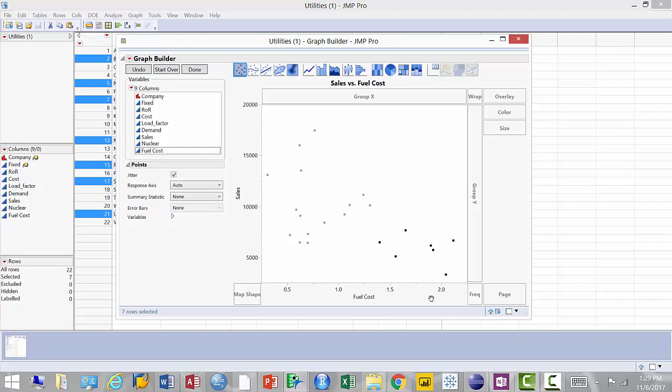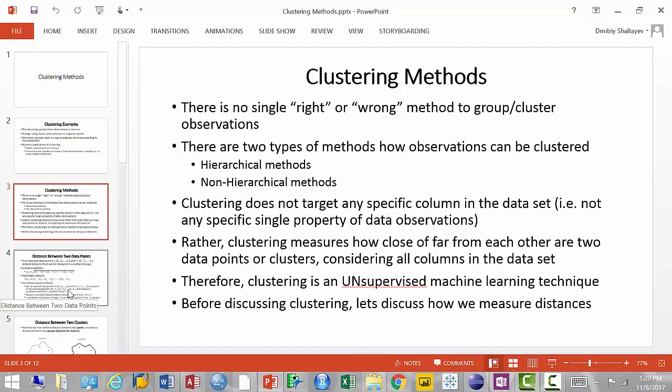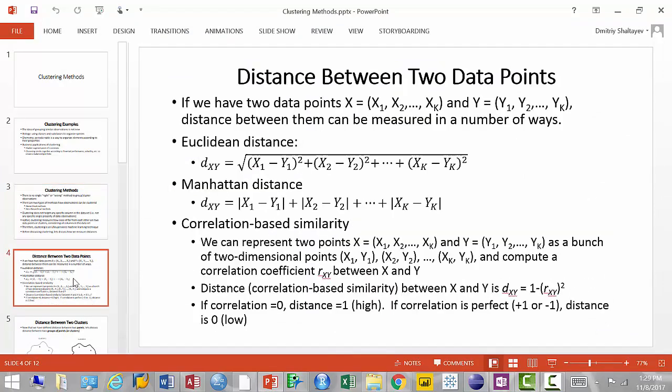Okay. Now let's take a look at the next question. How do I define distance? In order for me to be able to say these two are close together as opposed to these two are not close together, I have to be able to measure the distance between observations.